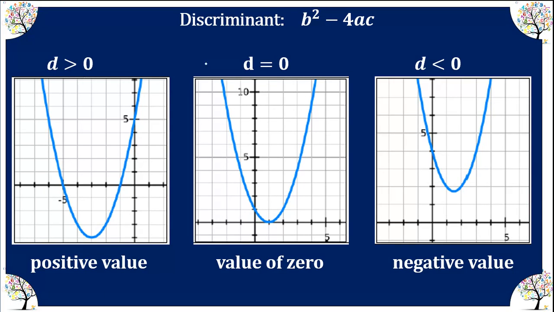So if our discriminant, the expression under the radical of the quadratic formula, is greater than 0, if we have a positive radicand, then we know that it crosses the x-axis at 2 places. If the discriminant is 0, then we just have one root, one solution. And if the expression is negative, meaning we have a negative under the radical, then we have no real roots. So let's practice finding the discriminant.